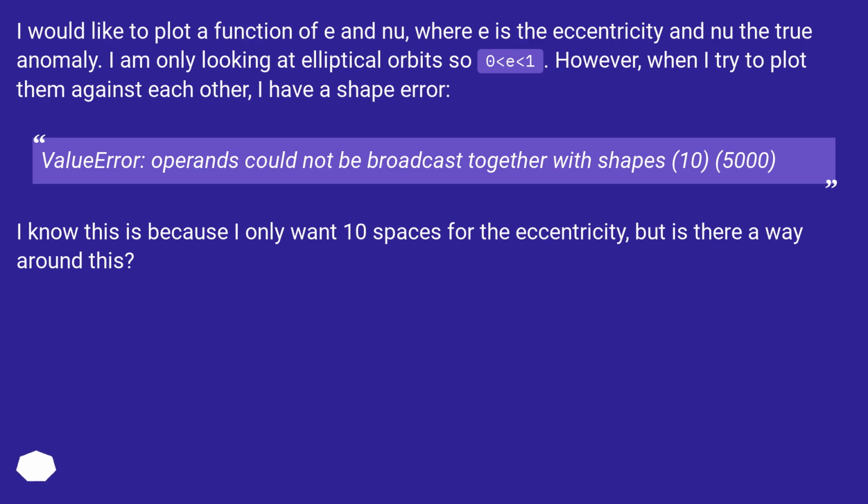However, when I try to plot them against each other, I have a shape error. ValueError: operands could not be broadcast together with shapes (10,) (5000,). I know this is because I only want 10 spaces for the eccentricity, but is there a way around this?